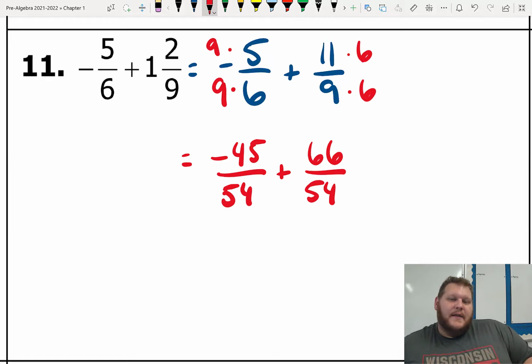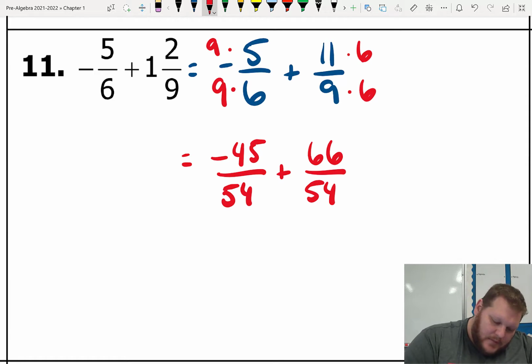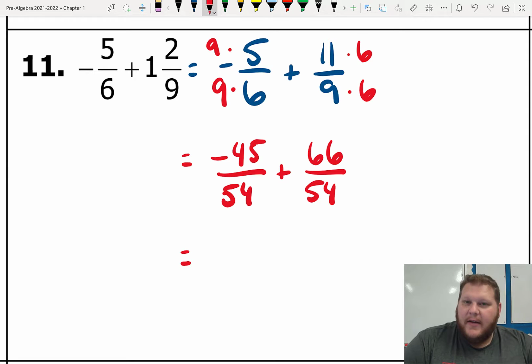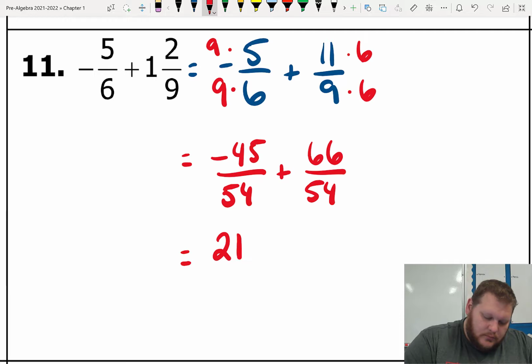So even though it's not the least common denominator, it is still going to be the same denominator in total. So when I go ahead and combine these together, I end up with negative 45 plus 66 is 21 over 54.